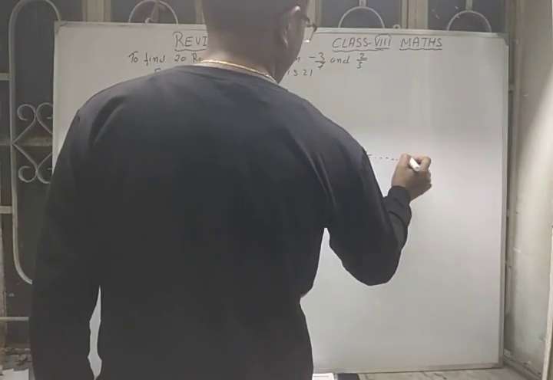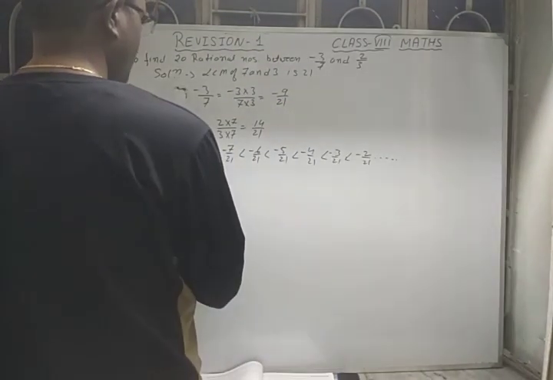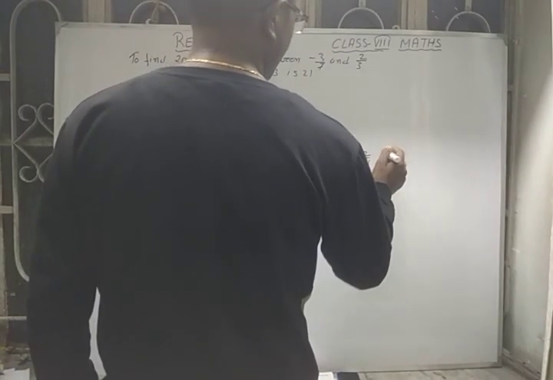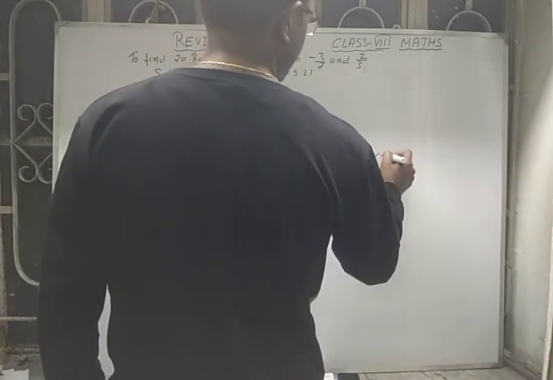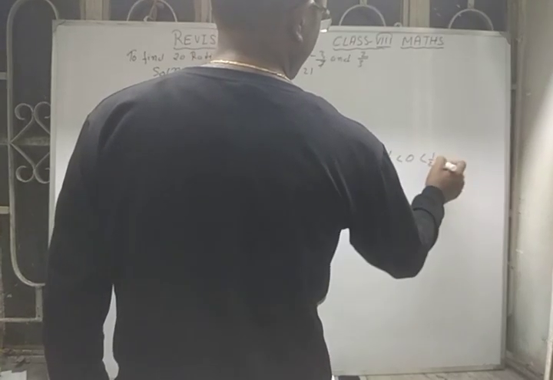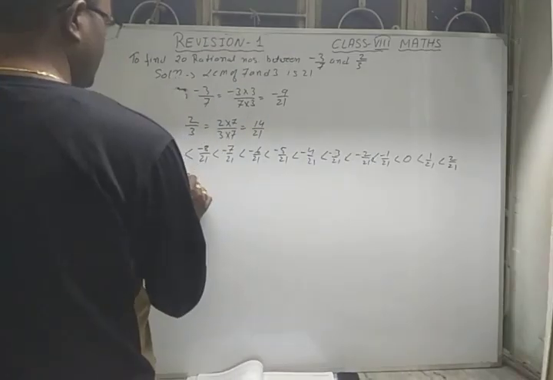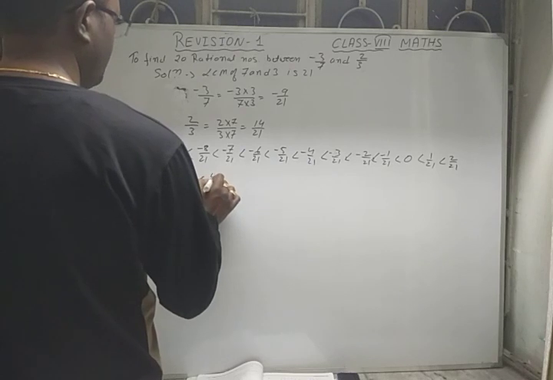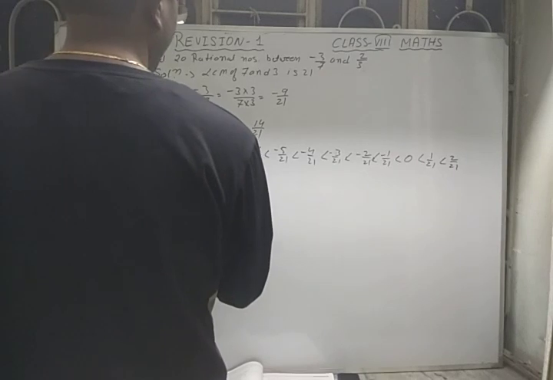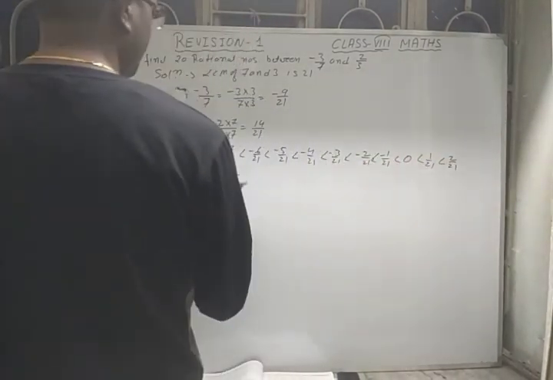So in this way you can write another. Before that, how many have we got? We have already got 1, 2, 3, 4, 5, 6, 7. So write all the numbers. Minus 1 by 21, then 0, then 1 by 21, then 2 by 21, then 3 by 21, then 4 by 21, then 5 by 21. So how many have we got? 1, 2, 3, 4, 5, 6, 7, 8, 9, 10, 11, 12, 13, 14 we have got.